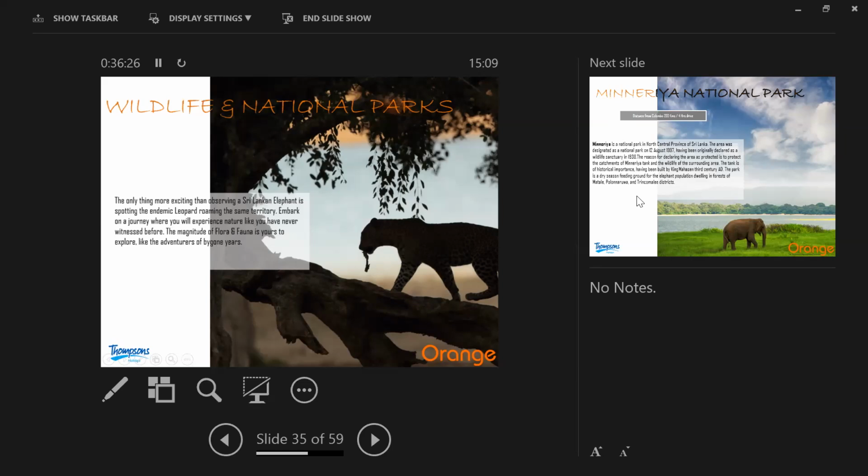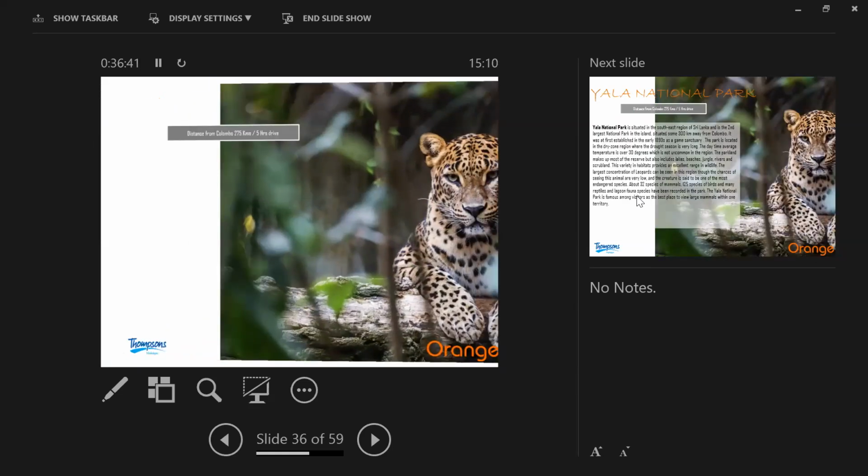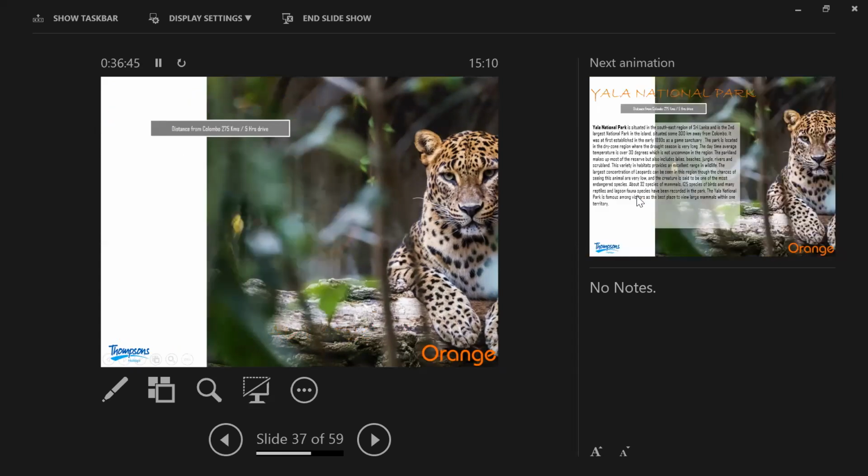Minneriya, which is close to Sigiriya, has approximately 20% of the total elephant population. At any given time in Minneriya National Park, you will see around 400 elephants. It is one of the best parks to see the Asiatic elephants. You don't see too many tuskers here, but you see those elephants.